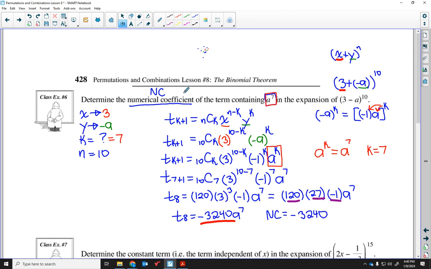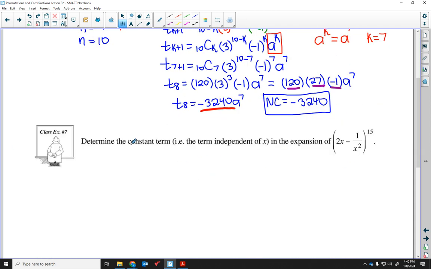So again, it's another one of these questions where I don't know what k is, but since it tells me that my term has to have a to the power of 7, I can use mathematical reasoning to figure out what k is. All right, let's do one more. This is going to be as hard as it gets. For example, number 7 here.